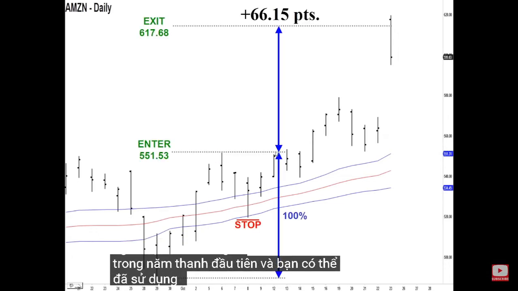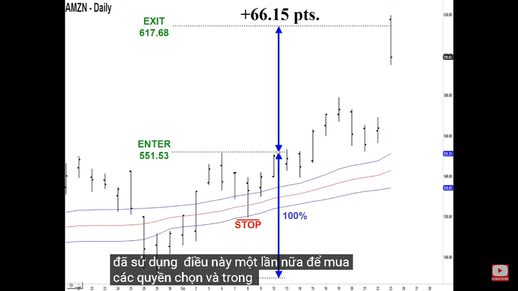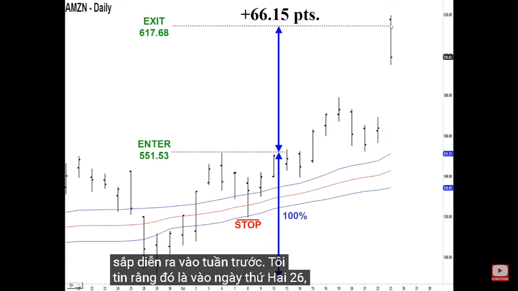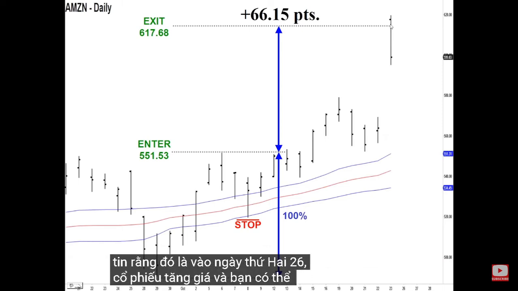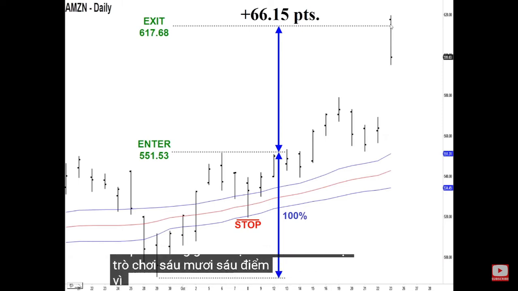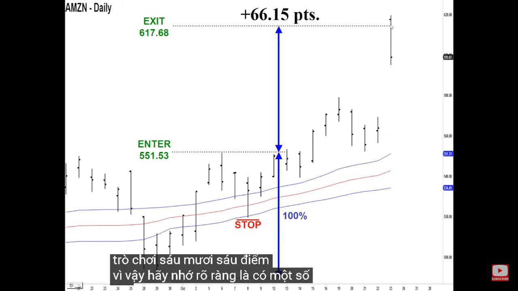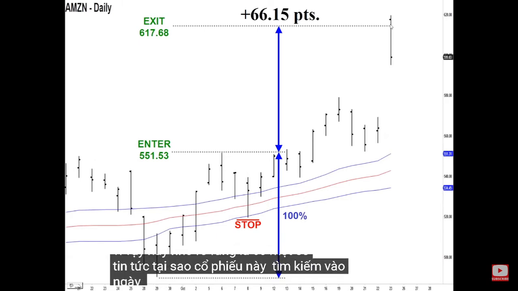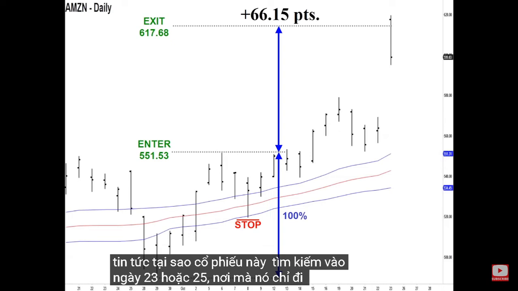And you could have used this once again to purchase options. And in 2 weeks, coming into this last week, I believe it was on the 26th, Monday, the stock gapped up, and you could have had a 66-point gain. So remember, obviously there was some news why this stock gapped up on the 23rd or 25th, where it just went straight up. We didn't know that 2 weeks ago.